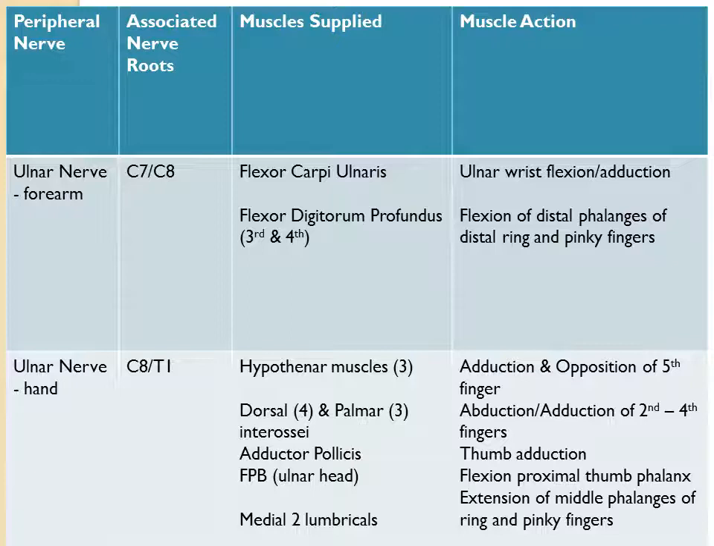What nerve was responsible for extension of the phalanges of the middle finger, index finger, and thumb? That was the radial nerve through the extensor digitorum communis. Well, the extensor digitorum communis and the extensor digiti minimi, also served by the radial nerve, give us extension of the distal phalanges of the ring and the pinky finger. The middle phalanges of the ring and the pinky finger are extended by the medial two lumbricals, and those are served by the ulnar nerve.